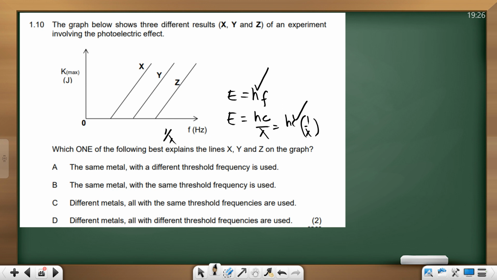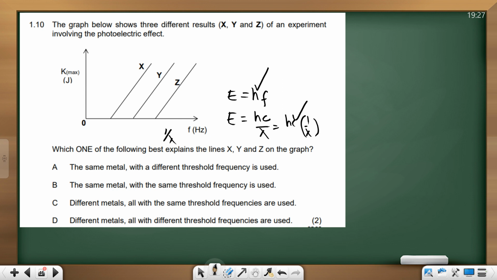Okay, so you cannot have the same metal. If you remember, I did mention different metals have different work functions because of different ionization energy. The same metal with different threshold frequency. The same metal with the same threshold frequency. Different metals with the same threshold frequency. Different metals with all different threshold frequency.